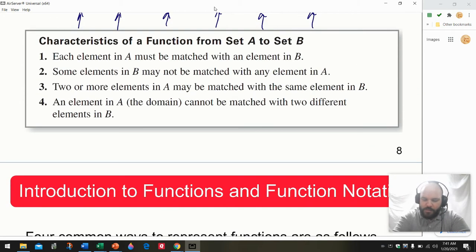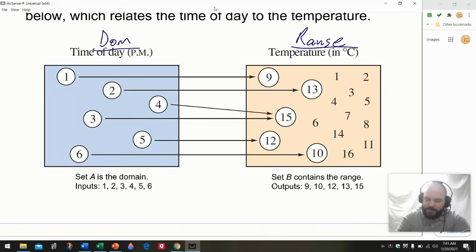But number 4 says an element in A, the domain, cannot be matched with two different elements in B. And that's where I was saying 4 cannot split like this and go to 13 and 15. If it did that, that would fail to be a function.